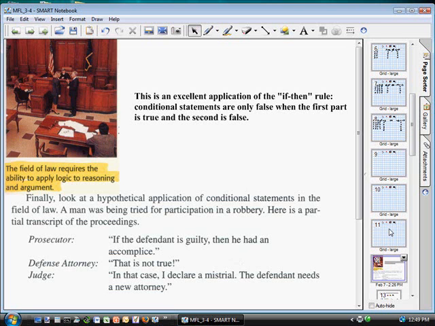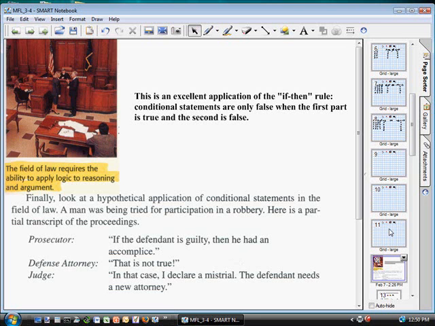Okay, here we are. A man was being tried for participation in a robbery. Picture, we're in the middle of a trial, and a guy's on trial for being a part of the robbery. And here's part of the proceedings. The prosecutor, the guy that's trying to nail this guy and get him into jail, says, if the defendant is guilty, then he had an accomplice. The defense attorney pipes up, that's not true, Your Honor. Immediately the judge called a mistrial. What?